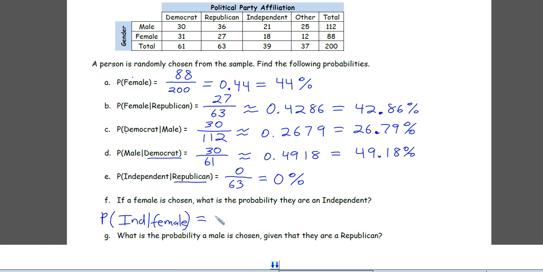So we know the person's female, so we have 88 females, so given that they're female, of those 88 females, how many are independent? 18 identified with the independent party. And we have 18 out of 88. So if you do your decimal and then move it over to get your percent, you should be getting 20.45%. So there's a 20.45% chance that a randomly chosen female will be an independent.